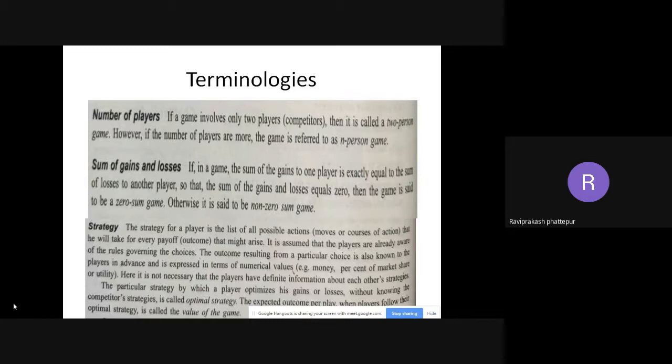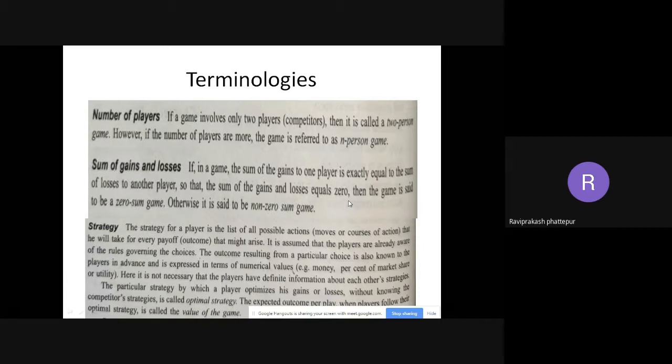Okay, then sum of gains and losses. If in a game the sum of gains to one player is exactly equal to the sum of losses to the other player, this happens in a two-player game. If one is winning, the other should be losing equally. One is gaining something, and the other person is losing the same amount. So the sum of the gains and losses equals zero.